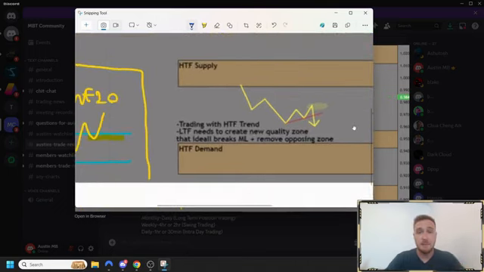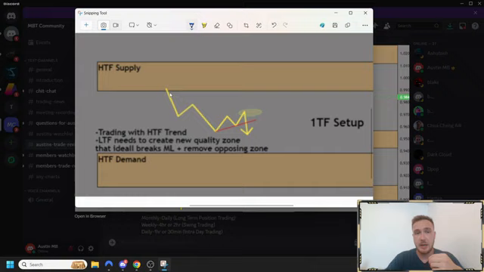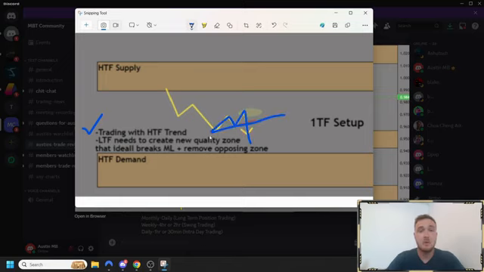The one time frame setup is when you don't have price inside a higher time frame zone, but you must trade with the higher time frame trend. So we need to be able to identify the higher time frame trend direction and trade with it. All right, so once we determine we're in an uptrend or downtrend, we then need to go based off of that and trade in that trend direction. All right, so we use our lower time frame for our entry, but it's the same thing. We need to see higher high, higher low, pivot point removed, breaking structure, strong quality zone being created. We sell the pullback back into that supply zone.